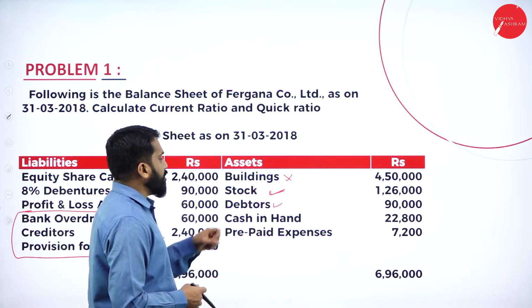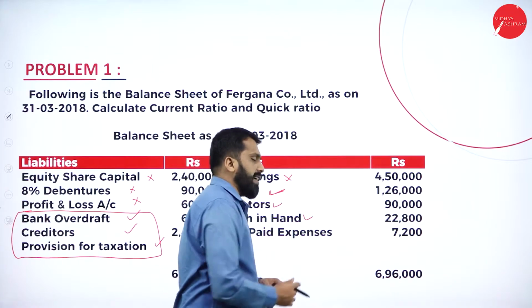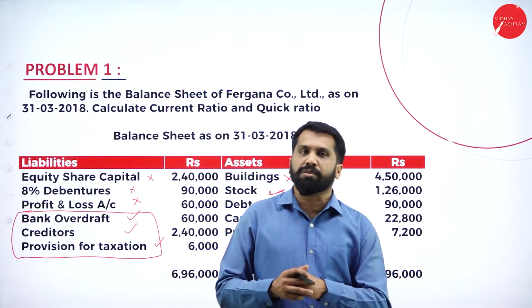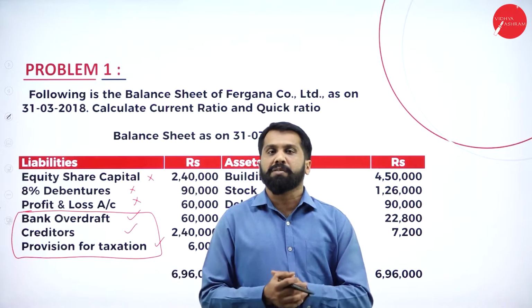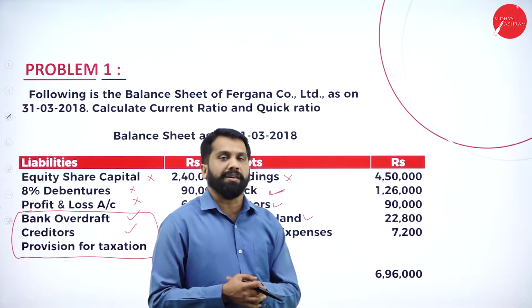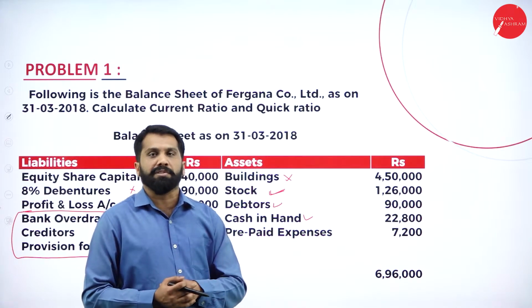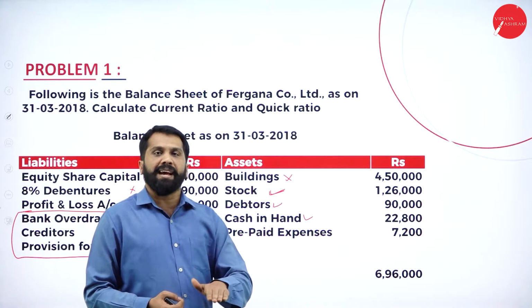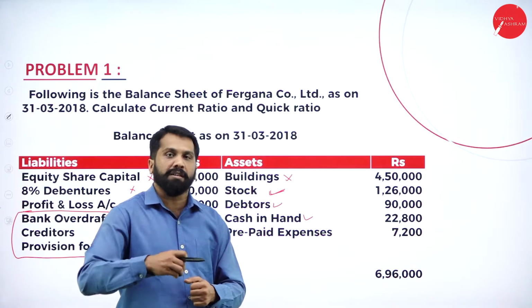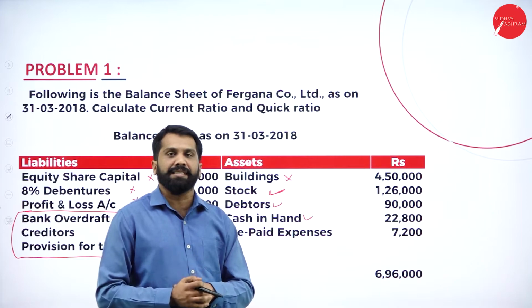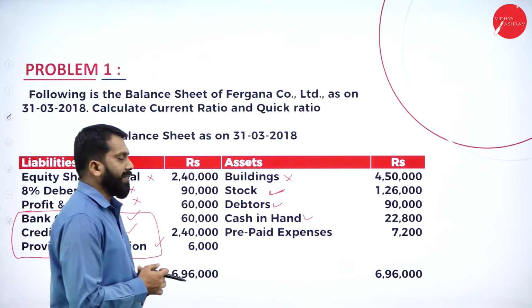Now, cash in hand. Every day, today you have 1000 with you, tomorrow the 1000 may be 1500, or tomorrow the 1000 will become 800 also. If you spend, the cash reduces. If you earn, the cash increases. This is all about your current asset.